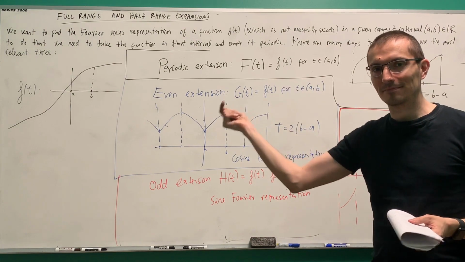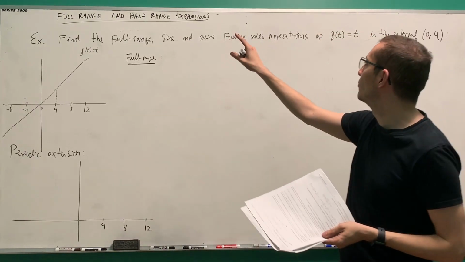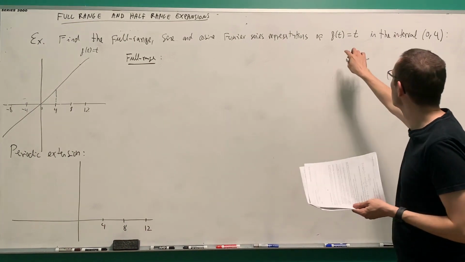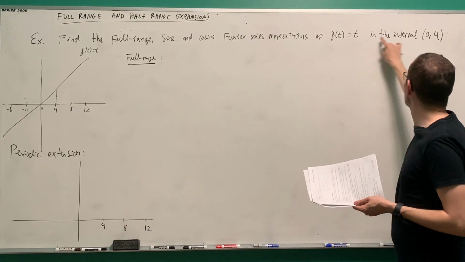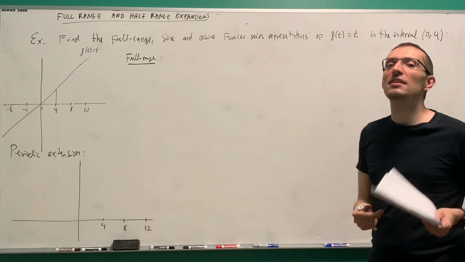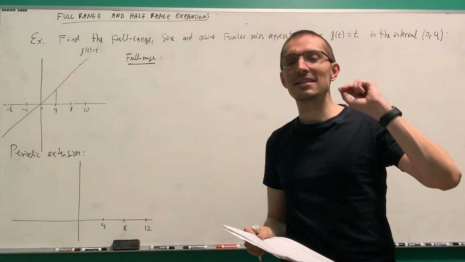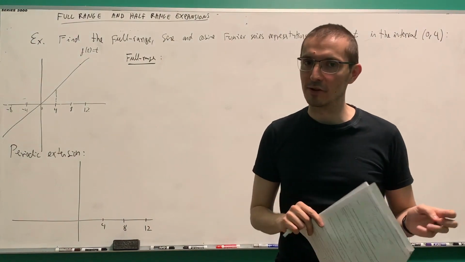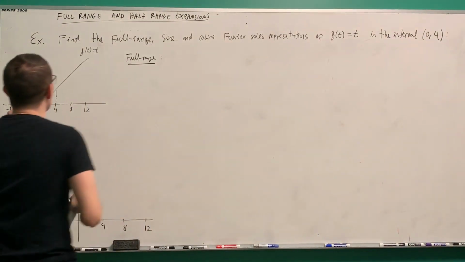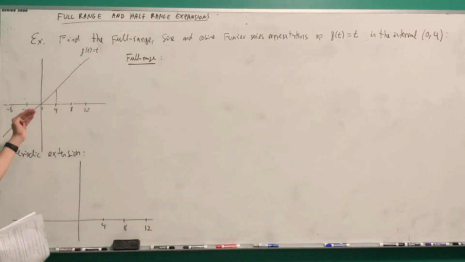Okay, let's do it. All right, here's an example. Find the full range, sine and cosine Fourier series representations of the function f of t equals t in the interval 0 to 4. So I want to represent t as an infinite sum of sines and cosines that nails it in the interval from 0 to 4. And I have several ways of doing it. Now, the function is this one. It's just a straight line with a slope of 1, right?